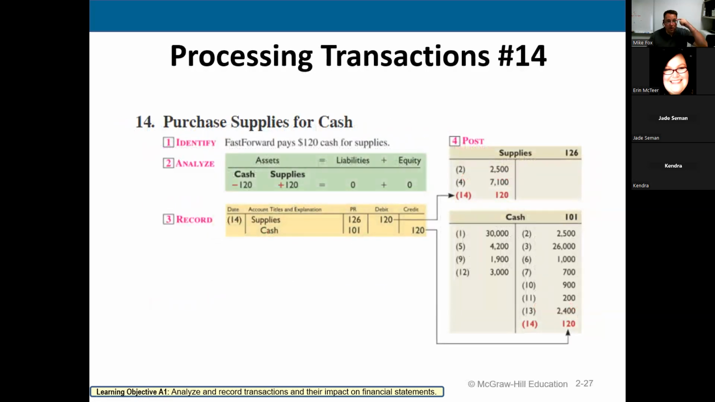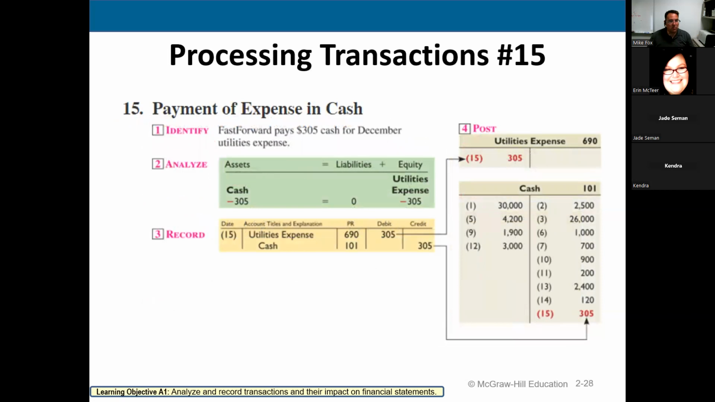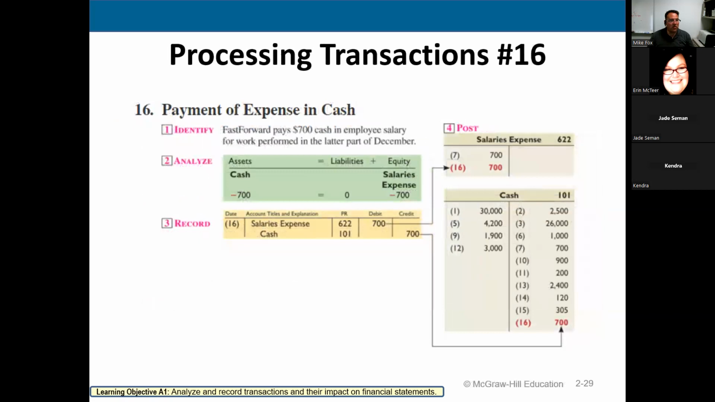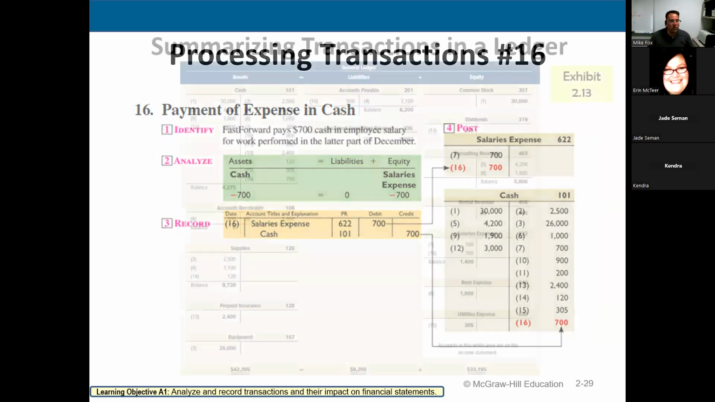Number 14, we purchase supplies for cash. So our supplies assets going up, our cash assets going down. So we're going to debit supplies and we're going to credit cash. Payment of an expense in cash, our expense going up and our cash is going down. So we're going to debit the expense, credit cash. We've already seen that. Okay. 16, we pay another expense in cash. Same thing. We debit the expense, credit cash. So again, you'll get super used to that one. Same with revenues and cash, then you're debiting cash and crediting the revenue. That happens over and over in business.